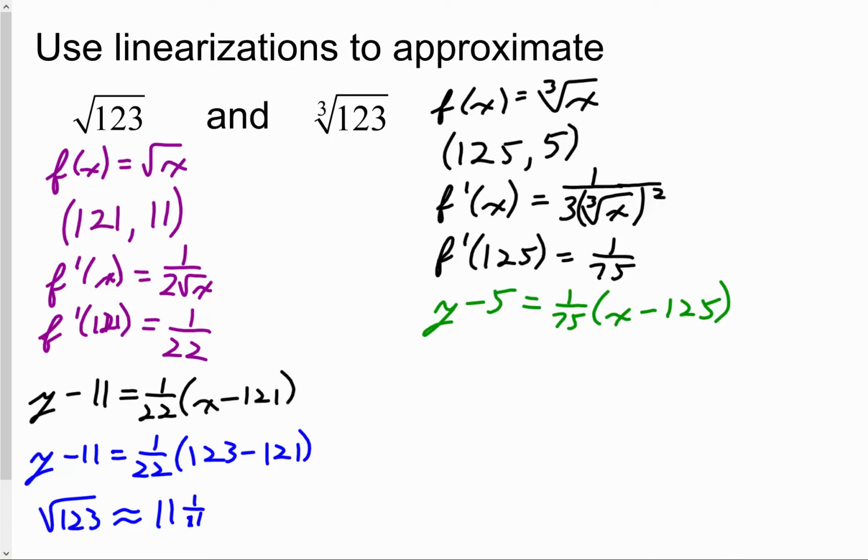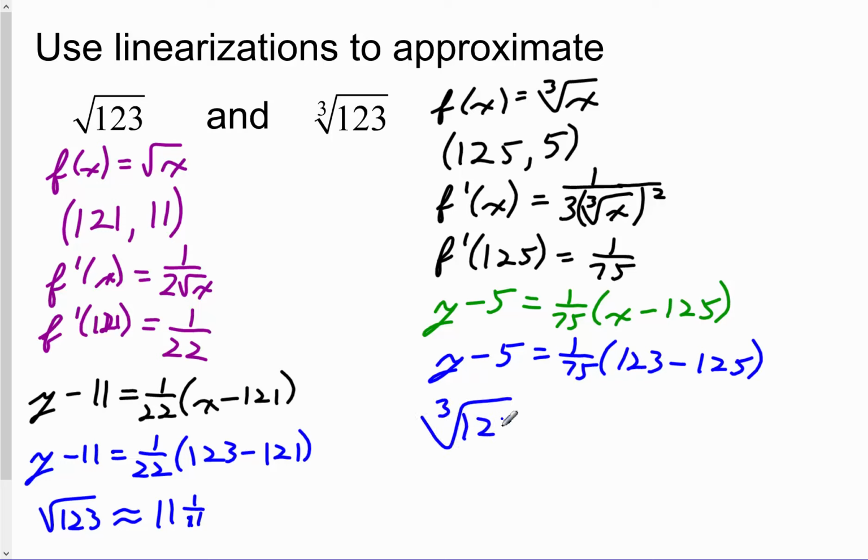And then to estimate the cube root of 123, I could just plug 123 in for x. So y minus 5 is 1 over 75 times 123 minus 125. And solving that for y, I would get that the cube root of 123 is about 5 minus 2/75, which is about 4 and 73/75. I just caught a small error in my writing here, actually. That should be 123.